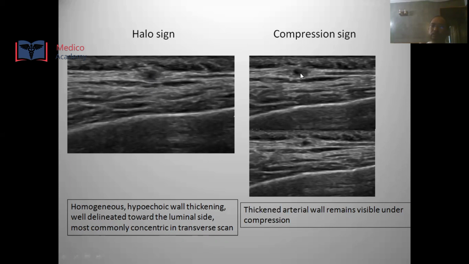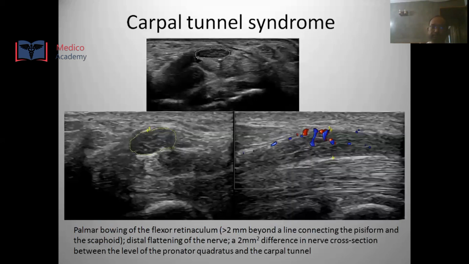In case of the compression sign, we do give compression to the artery, and we need to see how much compression of the lumen of the artery there is. In this case, this is without compression, this is with compression. You can see that the artery lumen is still very well visualized. So this is a loss of compression of the artery. So with both halo sign and compression sign, we can conclude that this is temporal arteritis.